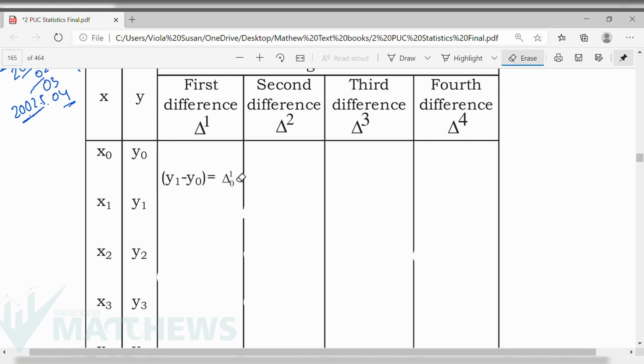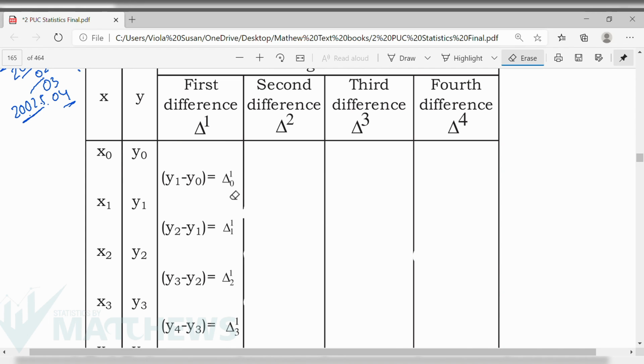Right, in the same first difference column, let's see the next one. What is the next one? You see here, y2 minus y1. y2 minus y1 is delta 1 raised to 1, they have denoted. Likewise, y3 minus y2, and likewise y4 minus y3, and they have denoted it as delta 3 raised to 1.